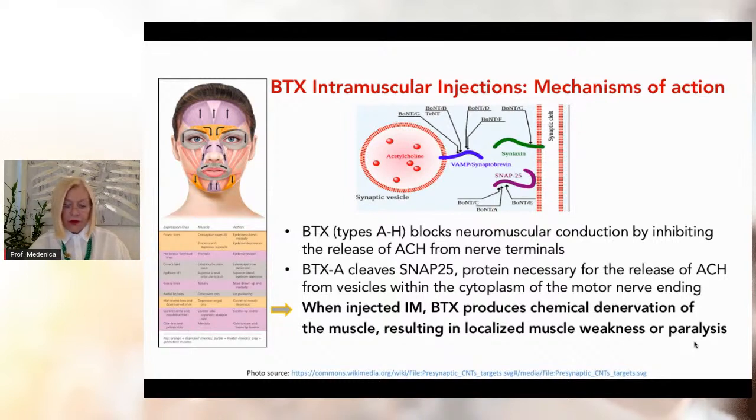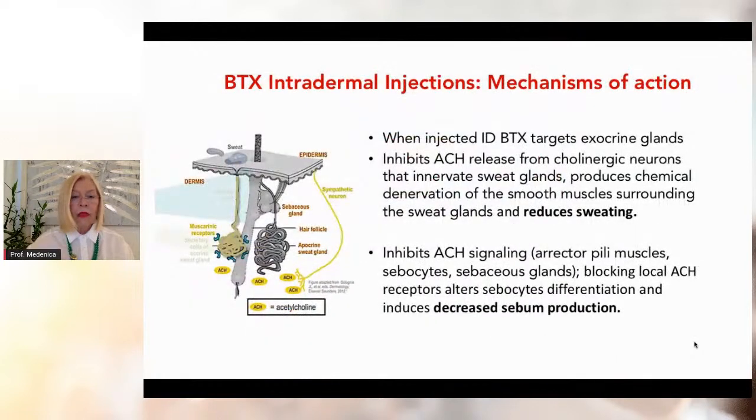So, when we inject botulinum toxin intramuscularly, it produces a localized chemical denervation of the muscle, resulting in localized muscle weakness or paralysis. When we inject botulinum toxin intradermally, actually we target exocrine glands.